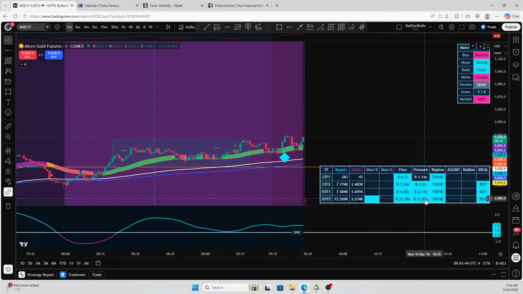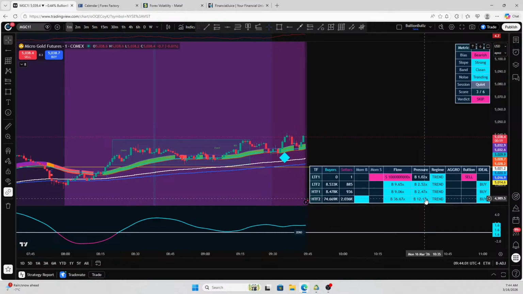Yeah, a potential pullback and then a push up is going to be an ideal setup for us to take. For right now, we can wait, but this could be another opportunity here to eventually plan a move for us.